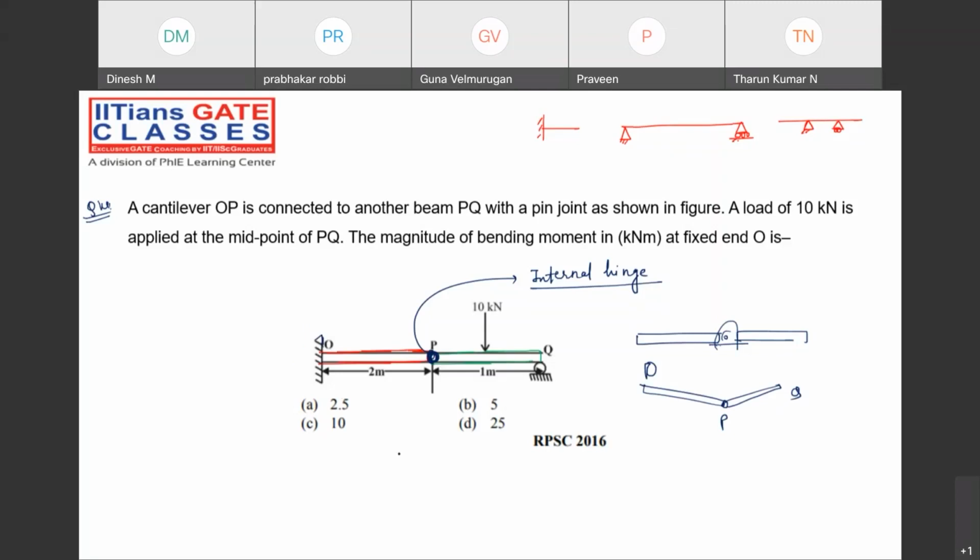Before I explain this problem, I just want to know the answer from any one of you, at least some guessing, or if you are able to solve, you are welcome to solve and let me know the answer. We will discuss this internal hinge, a very important, very hot topic. Recently they asked this question in, I think, the GATE engineering sciences paper. So definitely it is going to be worth solving this particular question.